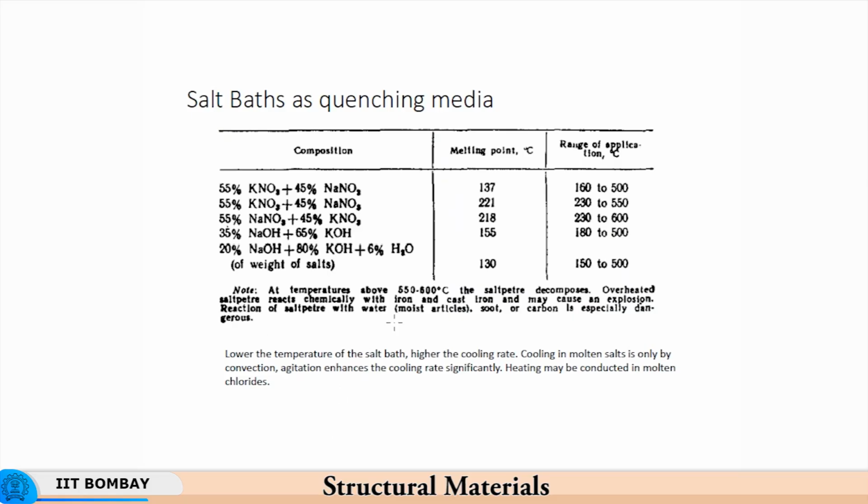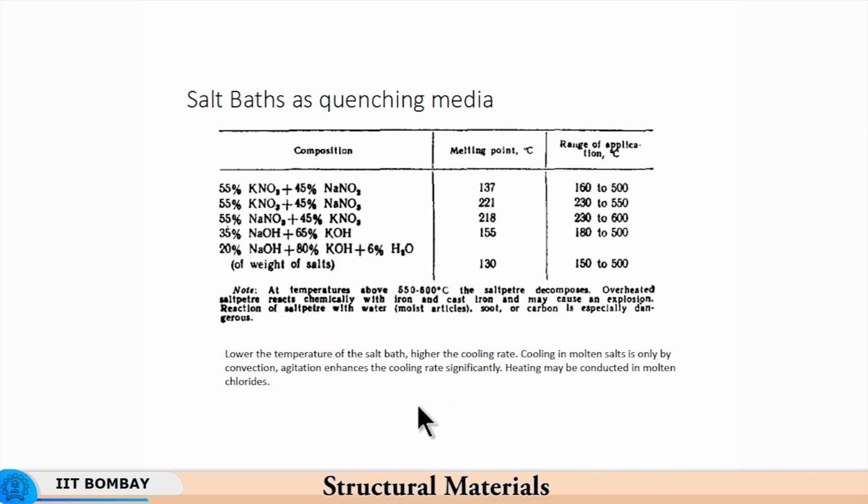Now, we have seen salt baths as quenching media, and these salt baths are able to give us very uniform temperature distribution also, and the lower the temperature of the salt bath, the higher is the cooling rate. Cooling in molten salt baths is only by convection, and agitation enhances the cooling rate significantly because heat transfer by convection becomes that much faster.